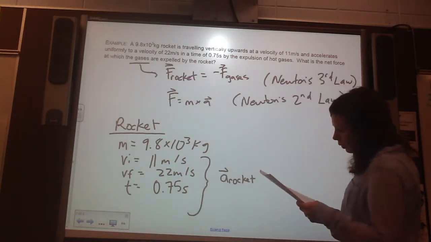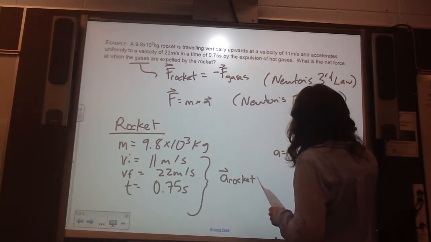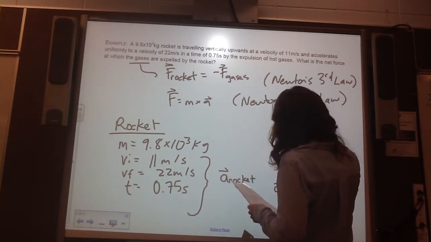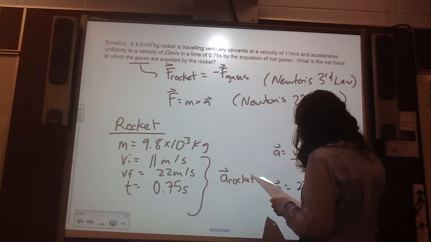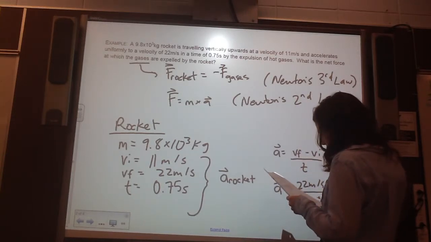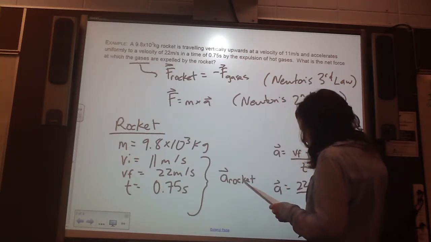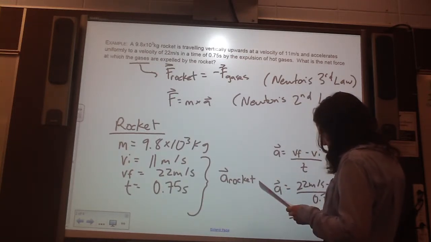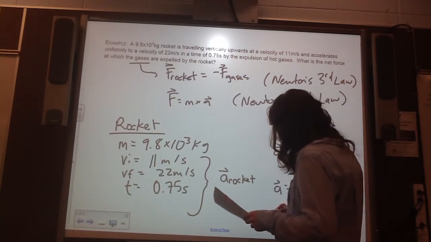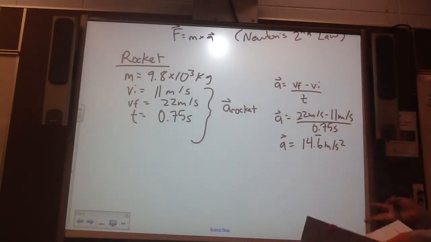So the formula that we can use for acceleration is a equals Vf minus Vi over t. If we plug that all in, a is equal to 22 meters per second minus 11 meters per second, divided by 0.75 seconds. Put that into your calculator and it's equal to 14.6 repeating meters per second squared. So this is all information that I found out about my rocket.